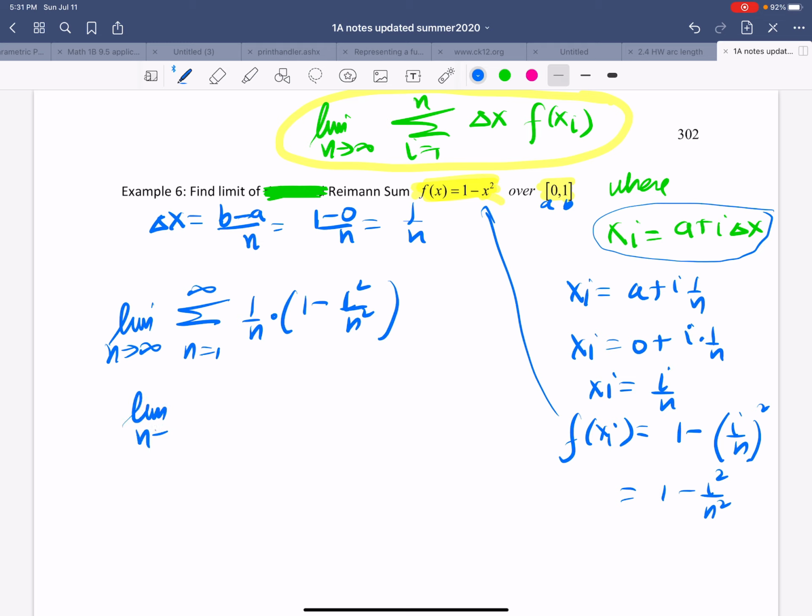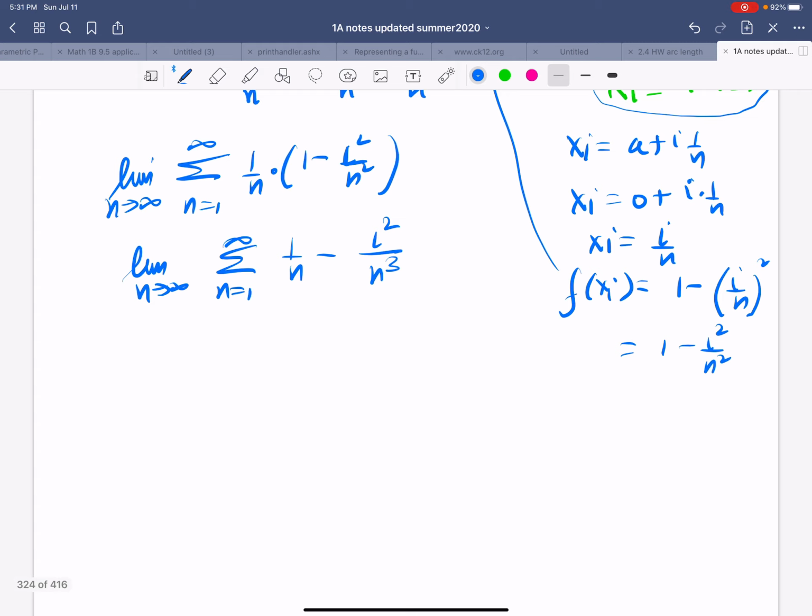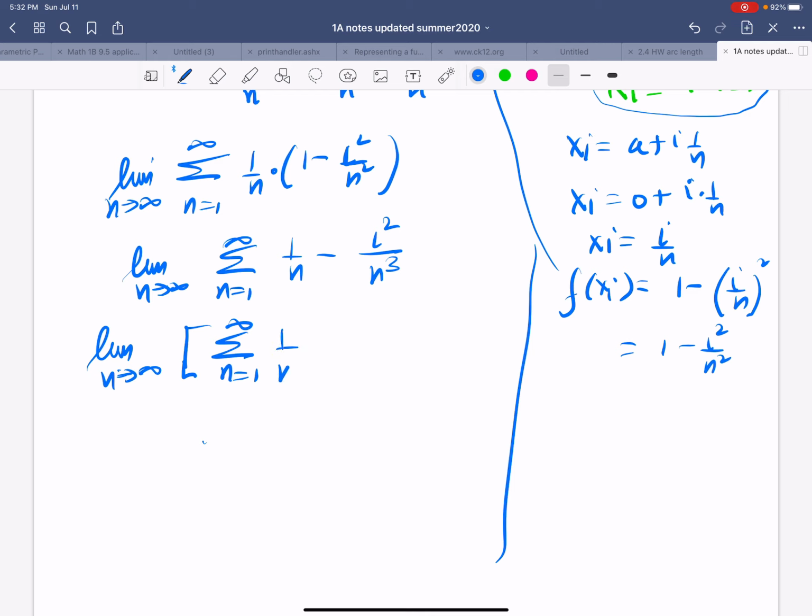Limit as n goes to infinity of the summation from n equals 1 to infinity of 1 over n minus i squared over n to the third power. I'm going to separate it into two different summations. Limit as n goes to infinity, we would have the summation of 1 over n minus the summation of i squared over n to the third.